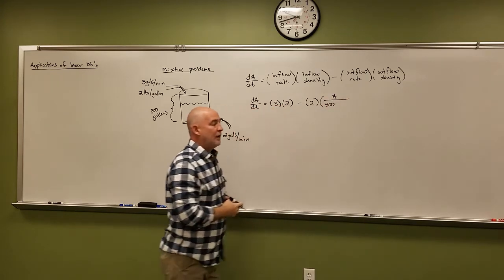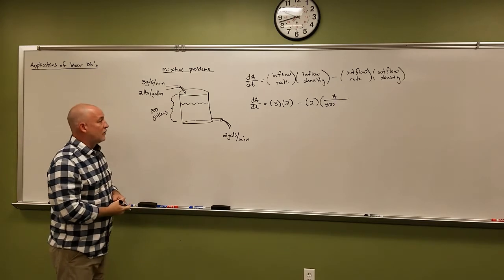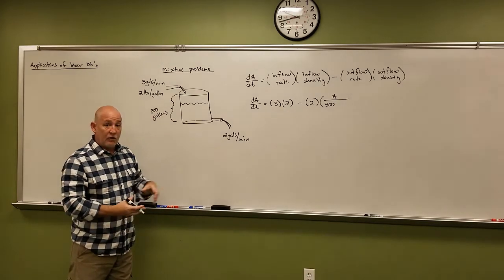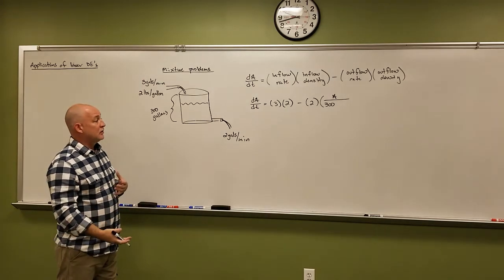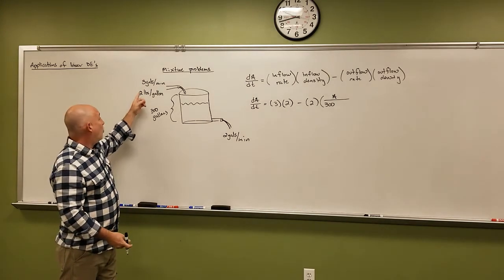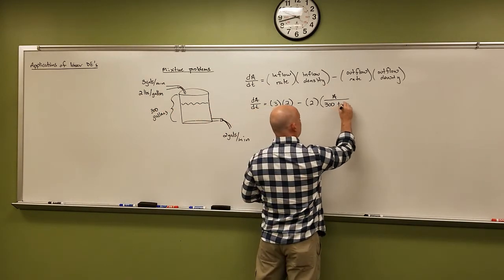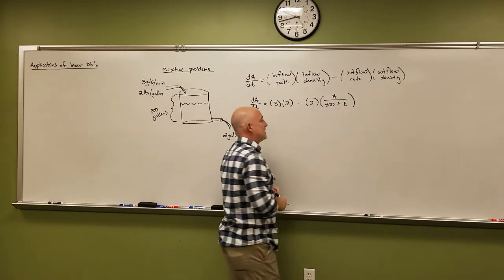And think about it, what's happening? Are we increasing or decreasing the volume of this tank? Well, since we're pumping out at a slower rate, the volume is increasing. And how much is it increasing by? By 1 gallon per minute. So this is going to be plus 300, 1 times t.